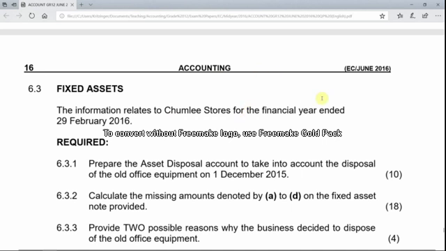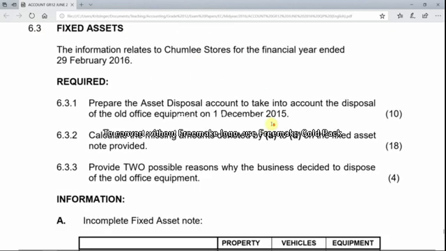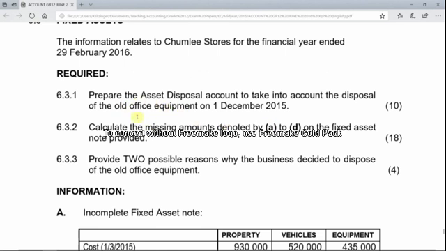Today we are focusing on Eastern Cape, the June 2016 mid-year exam paper, and on question 6.3, the fixed asset question. The information relates to Chumley Stores for the financial year ended 29 February 2016. What is required of us is to prepare the asset disposal account, to take into account the disposal of the old office equipment on 1 December 2015.